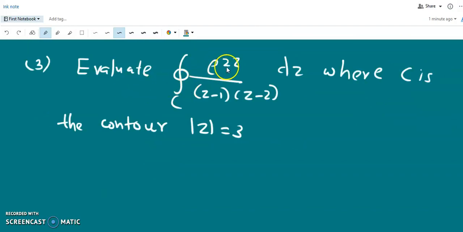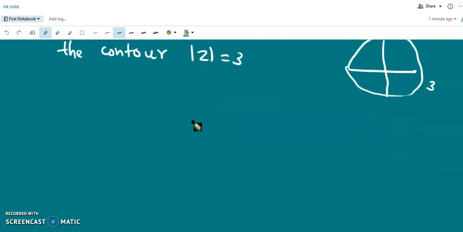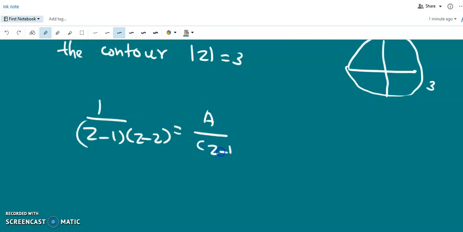Evaluate the closed integral over C of e to the power 2z divided by z minus 1 into z minus 2 dz, where C is the contour mod z equal to 3. So we know that mod z equal to 3 is a circle with center 0 and radius 3. Now we have to simplify this fraction using the method of partial fractions. So 1 over z minus 1 into z minus 2 can be written as a by z minus 1 plus b by z minus 2.